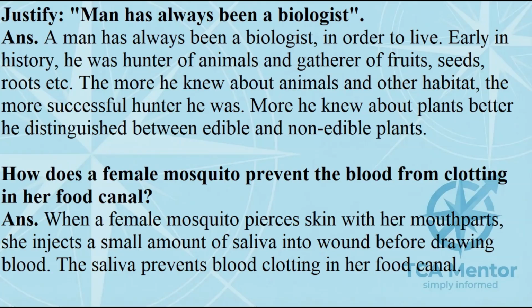How does a female mosquito prevent the blood from clotting in her food canal? ANS. When a female mosquito pierces skin with her mouthparts, she injects a small amount of saliva into wound before drawing blood. The saliva prevents blood clotting in her food canal.